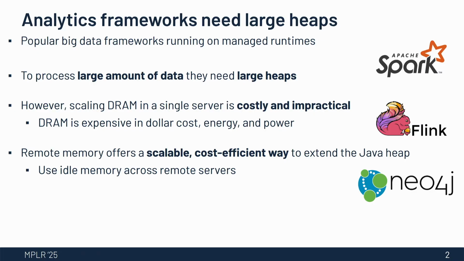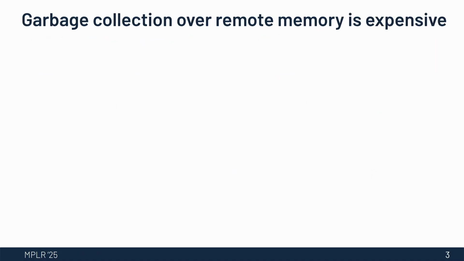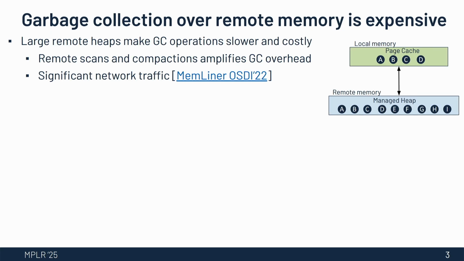To overcome this problem, we can use remote memory by using idle memory across remote servers. This is a scalable and cost-effective solution to extend the Java heap today. However, GC over remote memory is expensive. Say we have a large heap on remote memory, and we use the local DRAM as a page cache. During garbage collection, during scans and compactions, there is a lot of network traffic as the collector needs to access remote objects.